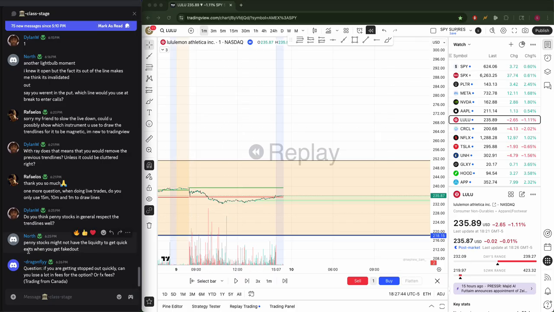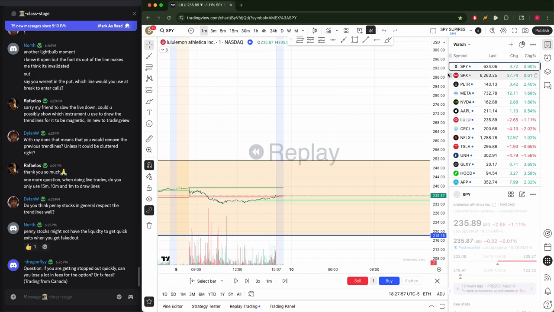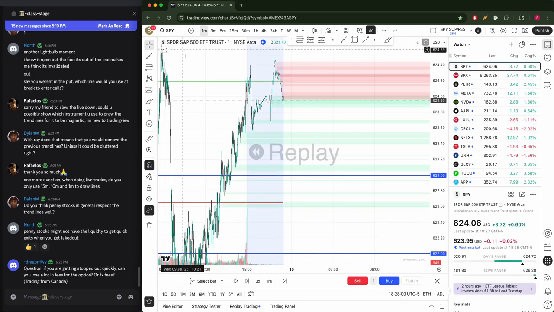Okay. North said penny stocks might not have the liquidity to get quick exits when you get faked out. Yes, so that's why you really do want a stock with high liquidity, because the spreads matter too. Like on SPY, the spread is only, I think, 1 cent between bid and ask. So as soon as you market order, you're not going to lose a lot of money, right? But on, say, Tesla, the reason why I lost 20 cents is it would normally be like 4 cents, but because the spread is always 5 cents, you lose a lot more.